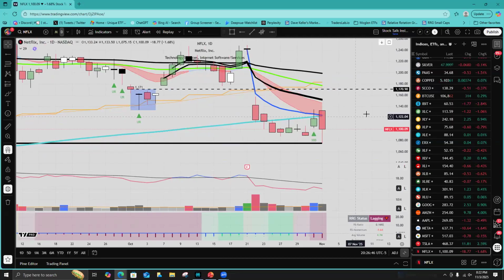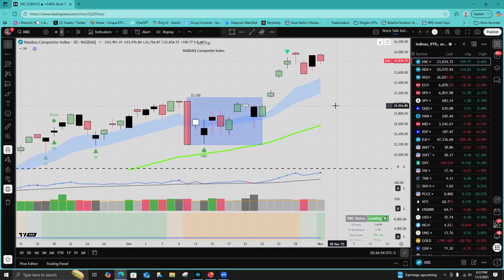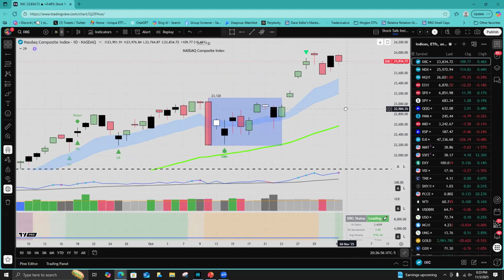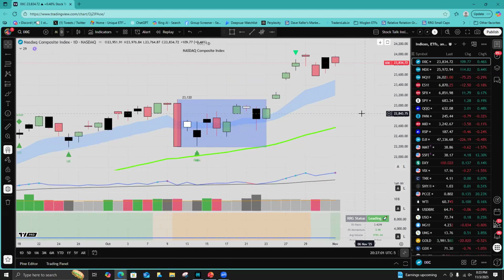Netflix, below the 30-week, below the 200. I mean, we're starting to get that whole Reaper meme where he's going door to door. We're definitely seeing that right now. Nvidia would be the last one, I would assume. Let's check Nvidia.